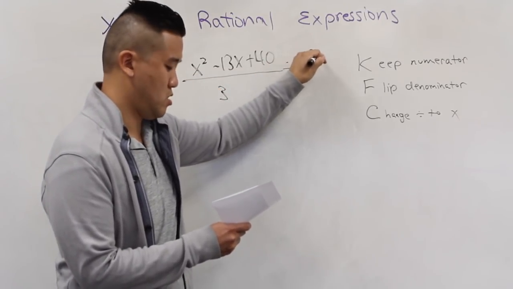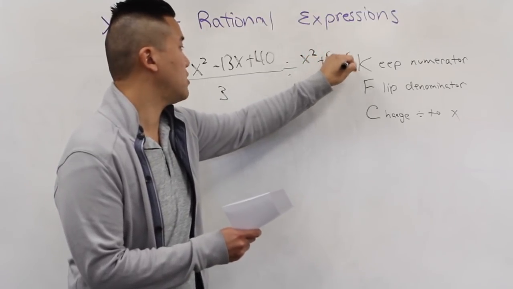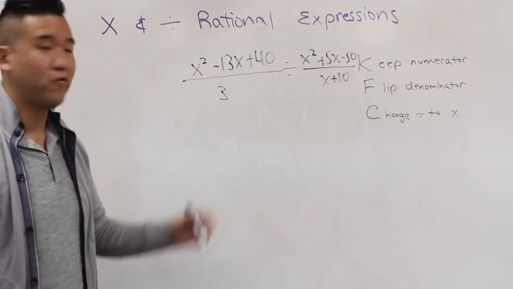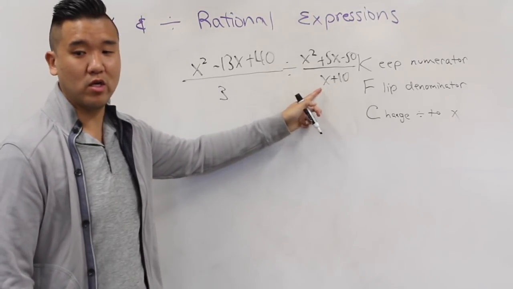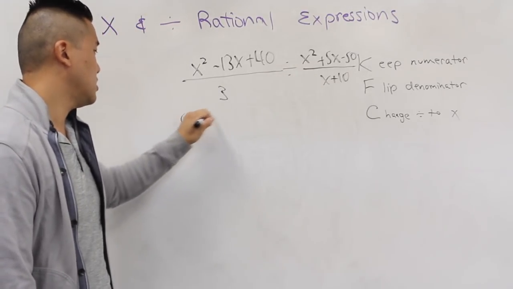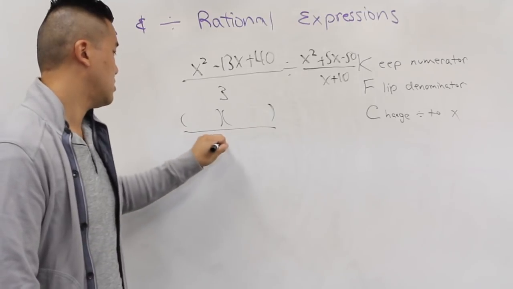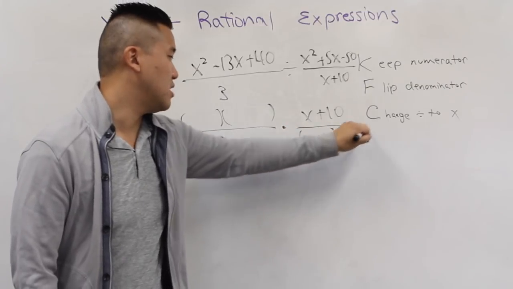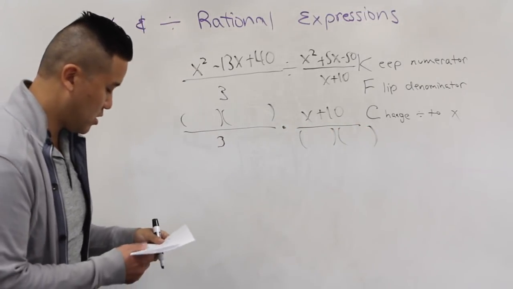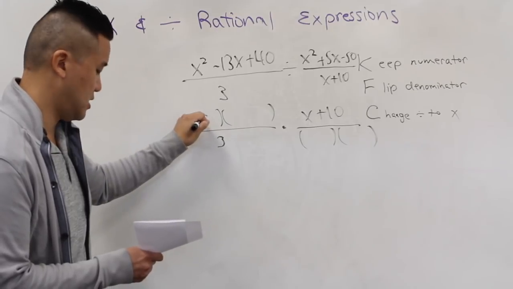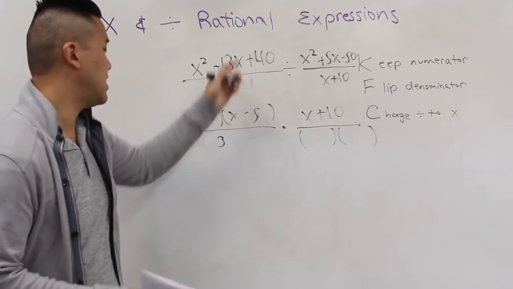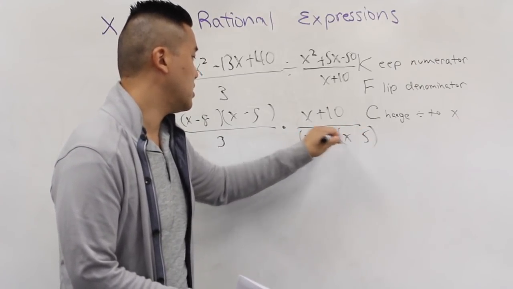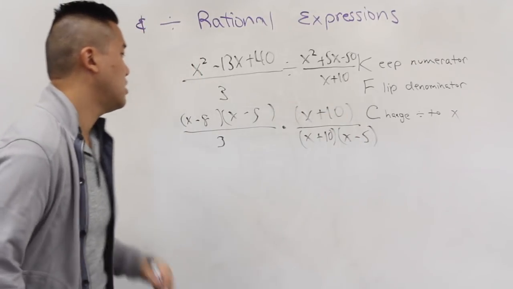Divided by x squared plus 5x minus 50 all over x plus 10. So once again, 4 parts, factor each one. You have a division, so KFC. I'm going to keep the top, flip this one, so x plus 10. And then factor the top down here. When you factor, here you get x minus 8, x minus 5. 8 and 5 adds up to negative 15. And here you get 10 and 5, plus here, minus there. And I'm going to put parentheses everywhere.